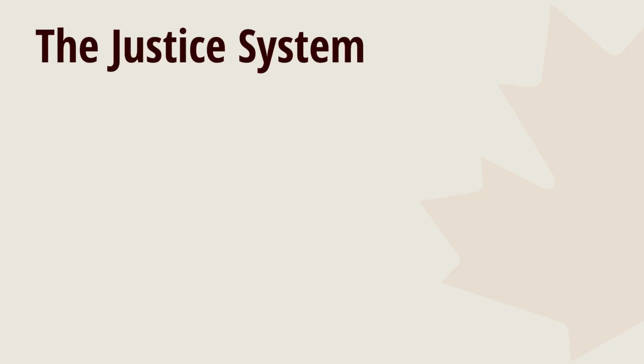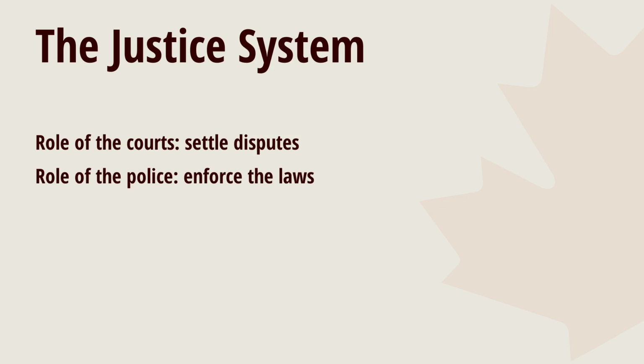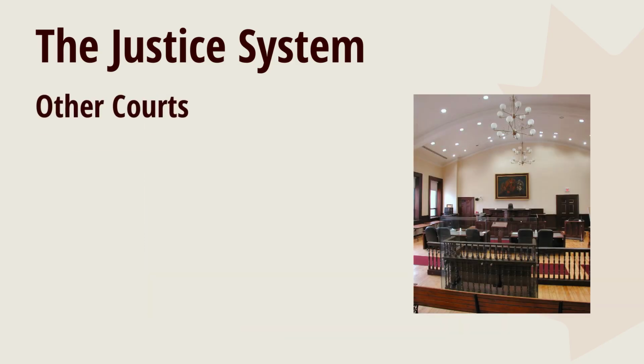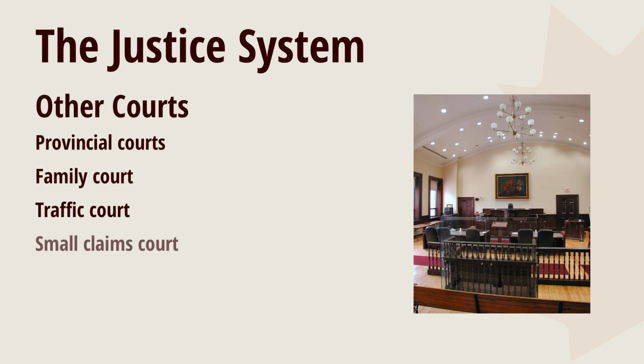One important point to understand about our justice system is that the role of the courts is to settle our disputes or arguments peacefully. The role of the police is different. The police enforce our laws. The Supreme Court of Canada is our country's highest court. There is also a federal court that deals with disputes of the federal government. The provinces have their own courts, similar to the Supreme Court, and there are other courts for smaller disputes. There is family court, traffic court, and small claims court for civil cases about small sums of money.